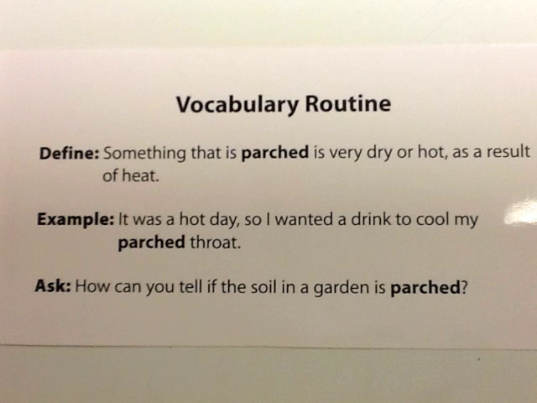Another example. It is a hot day, so I wanted a drink to cool my parched throat. I wonder what Mr. Powell and Mr. Anderson and Mr. Gentry would drink if their throats were parched. Interesting. Question sentence. Oh, pause it first. Write your example. Okay, all right. Let's move on.